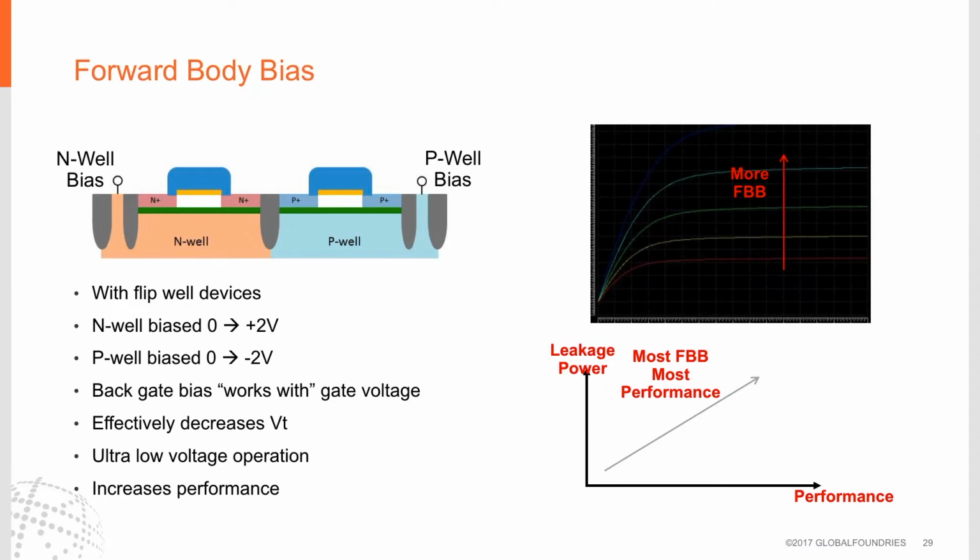Forward body bias works with the gate voltage, meaning that it moves in the same direction as the gate. So as the N channel gate is raised to turn the device on, the back gate bias raised would also turn the device on even harder. So more forward body bias means more performance, and it lowers the VT of the devices.